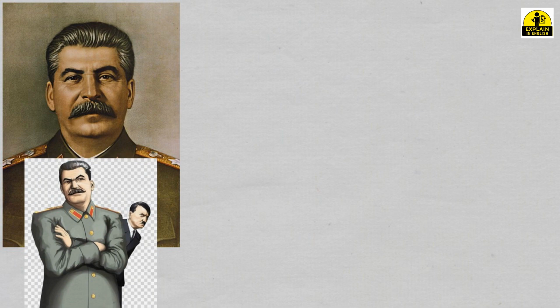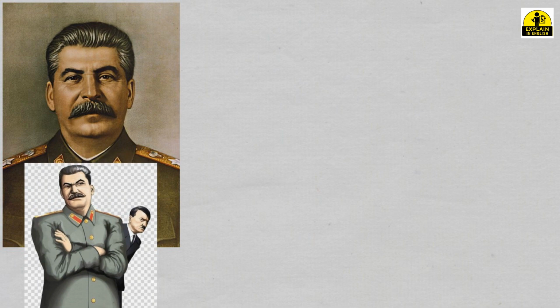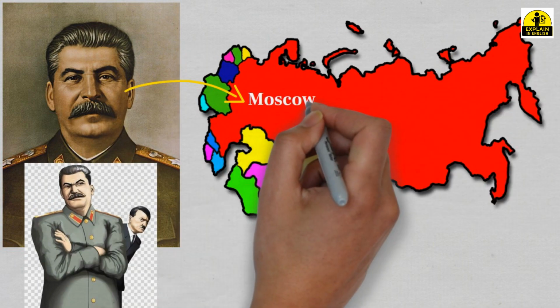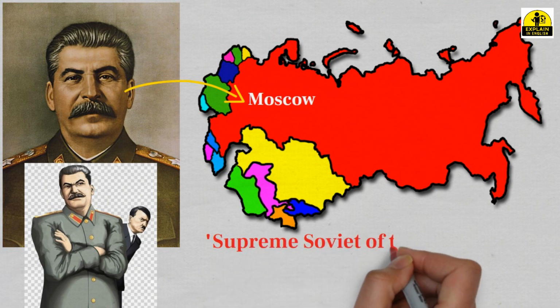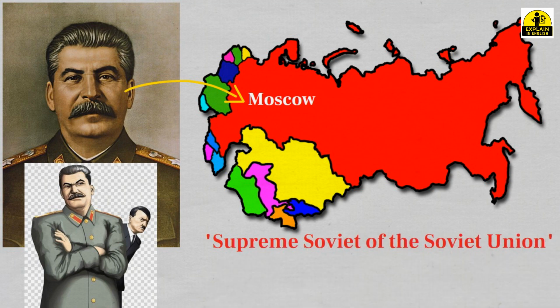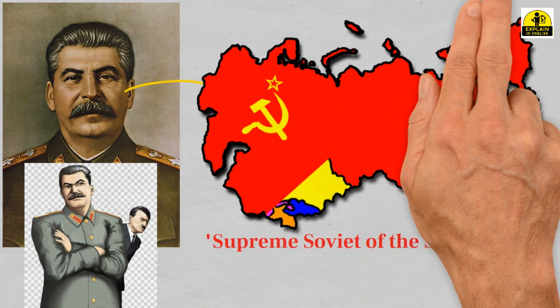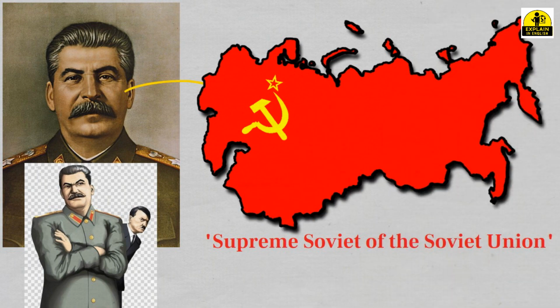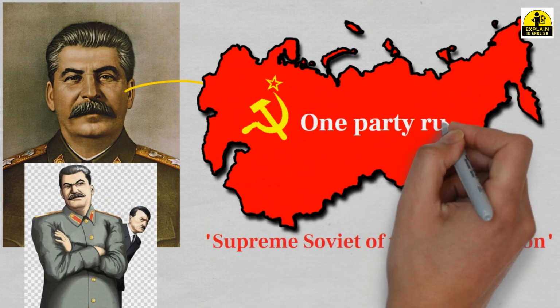And Joseph Stalin came to power in the USSR. But Stalin turned out to be a dictator, a worse dictator than Hitler. Stalin also formed a parliament in Moscow and named it the Supreme Soviet of the Soviet Union. And this is where dictatorship began in the USSR. Stalin introduced one-party rule in the USSR.